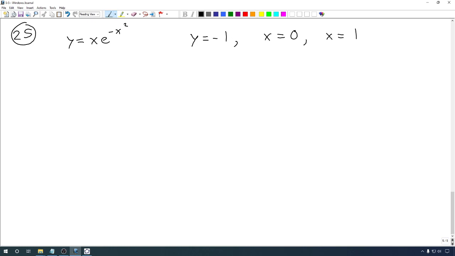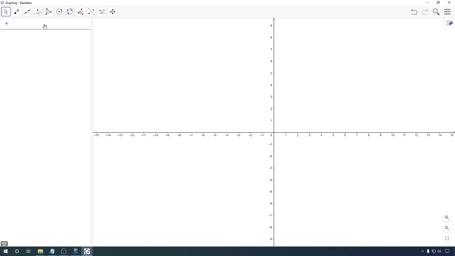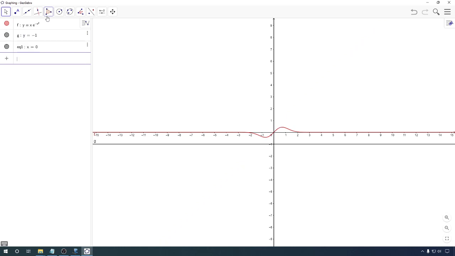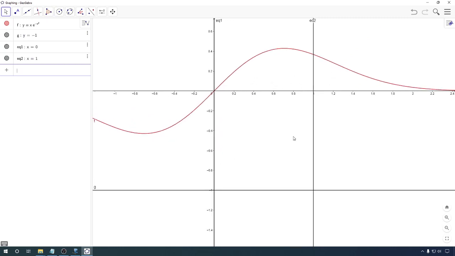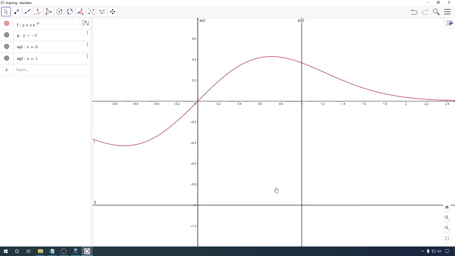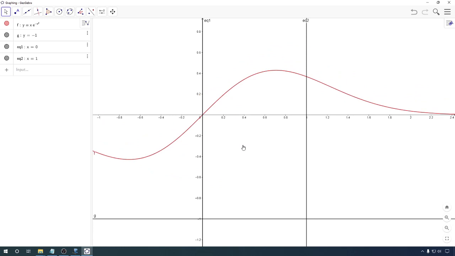Again, let's just go ahead and graph this thing. Give us a good idea of what's going on. We have y equals x times e to the negative x squared. We have y equals -1, we have x equals 0, and we have x equals 1. So we end up with this region here. They want us to find this region inside here.